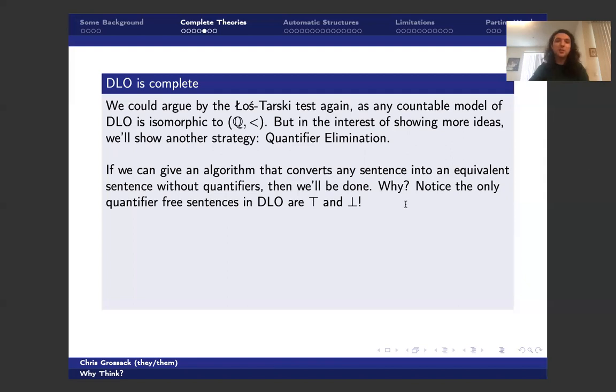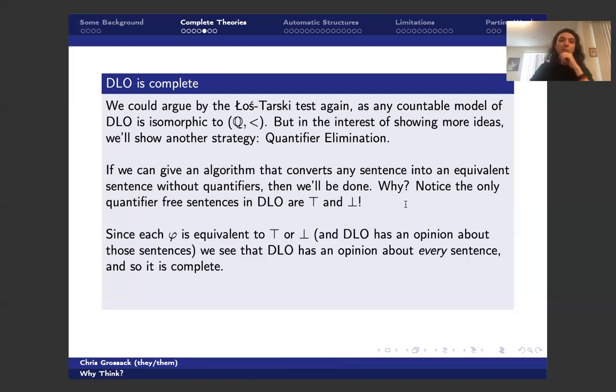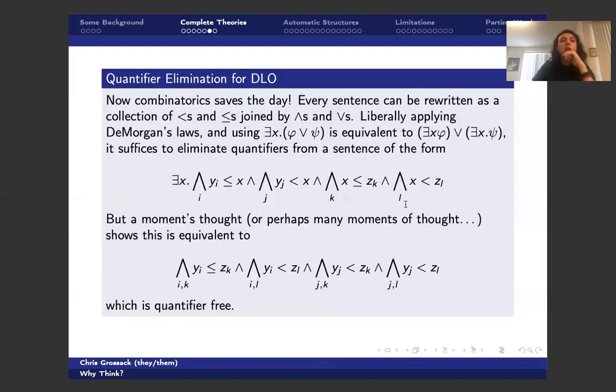And so the theory must be complete and is decidable. Okay, and indeed, I just wrote down what I just said. So how do we actually go about eliminating quantifiers? The answer is combinatorics. So this is a lot, and I'll leave it to you to spend some time on this slide yourself, if you care to. But combinatorics saves the day.